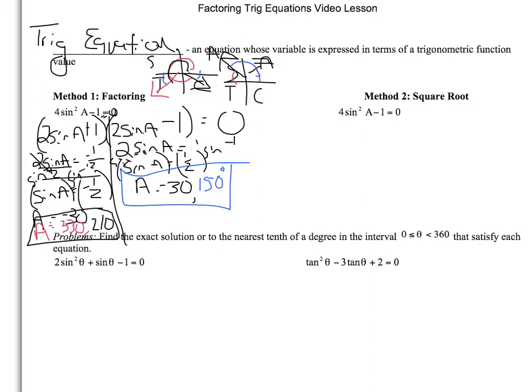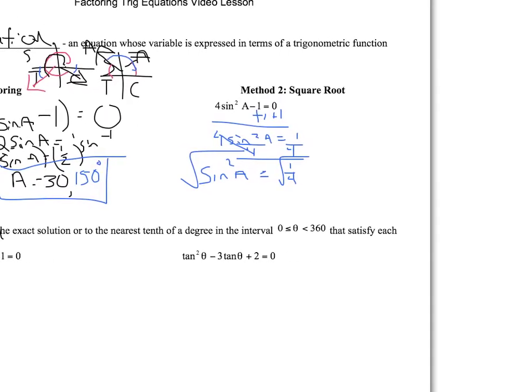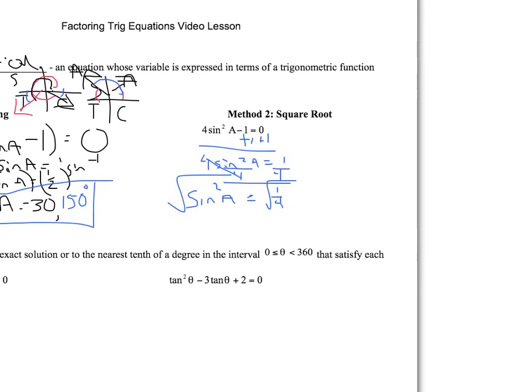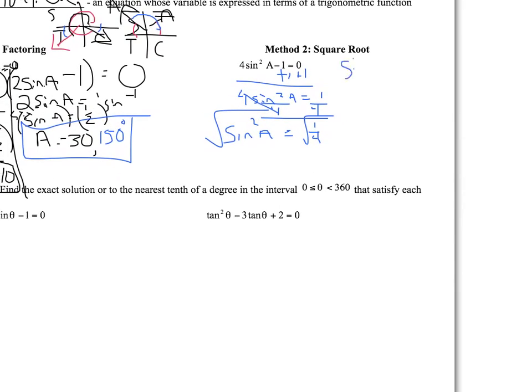To use the square root method, what you do is you start by adding 1. So you'll have 4 sine squared A equals 1. You divide by 4. So you'll have sine squared A equals 1/4. Take the square root. This is the hard part with the square root method. You have to remember when you take the square root. Okay, the first answer you get is going to be sine of A equals, the square root of 1/4 is 1/2, or sine of A equals negative 1/2.